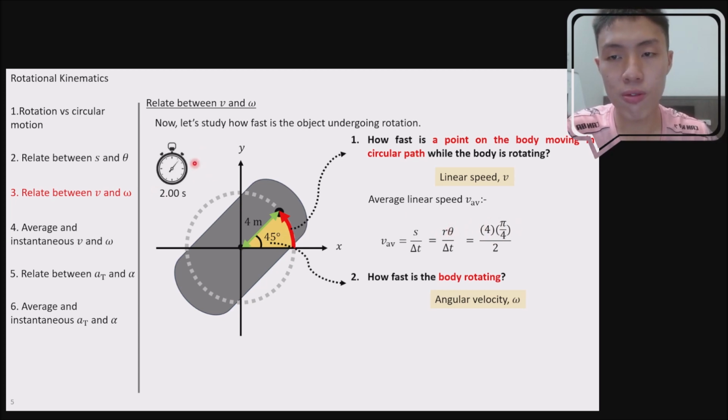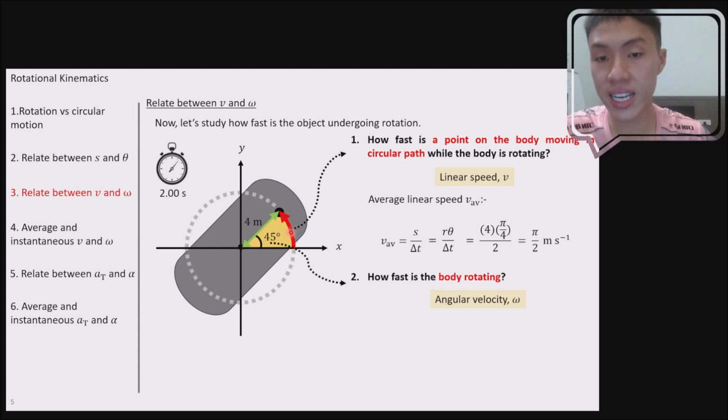The time taken for this motion from this point to this point is 2 seconds. So from here, you can do a calculation. You see that the average linear speed we have here is pi over 2 meters per second. It means that for every second, let's say for the first second, you travel a distance of pi over 2 meters. So here to here will cost pi over 2 meters.